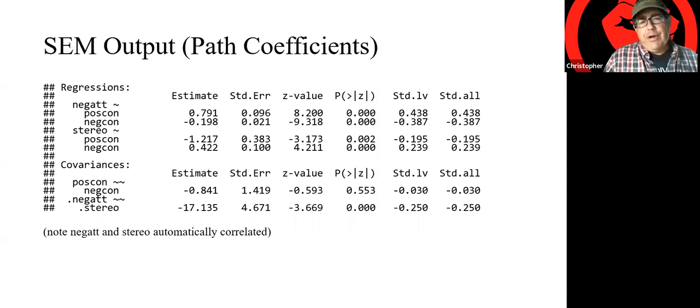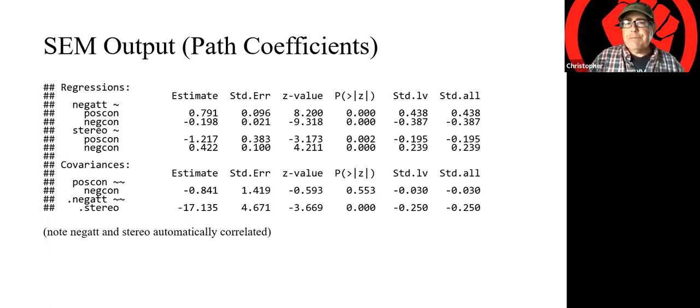Stereotypes, in the way this variable was coded, higher values for stereotyping indicated more strongly endorsing stereotypes about other groups. Here we see positive contact related to less stereotyping, negative contact related to more stereotyping, and we can see that these relationships are, of course, significant.